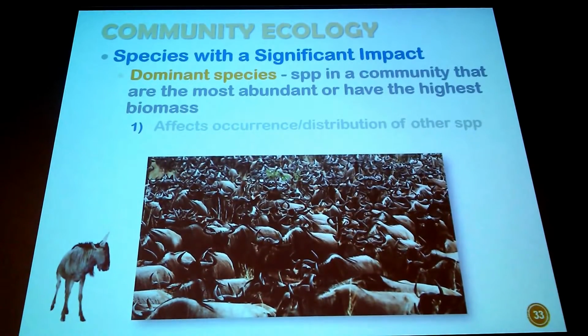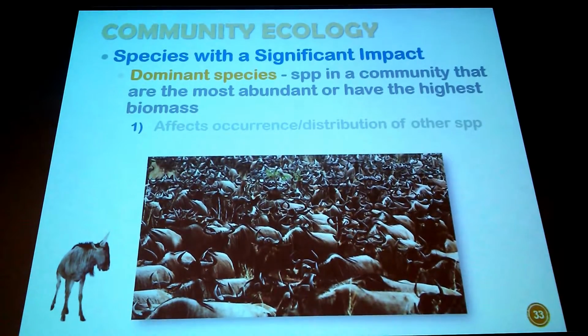Dominant species: species in a community that are the most abundant or have the highest biomass. I think wildebeest definitely cover that. I threw in a picture of a wildebeest by itself in case you weren't sure what it looked like. Sometimes they're called gnus. And you're thinking, what's new? What's new? Yes, I can't believe I did that either.